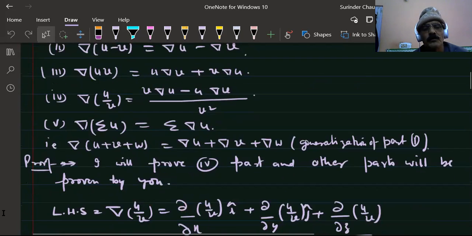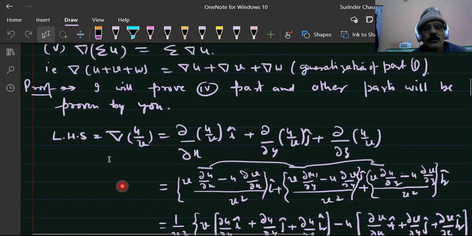Now let's do the first. I'll prove the fourth part and the other parts you can prove yourself. So for the fourth part we take the left hand side: gradient of u upon v. Substituting del, it is equal to del with respect to x of u upon v i plus del with respect to y of u upon v j plus del with respect to z of u upon v k.